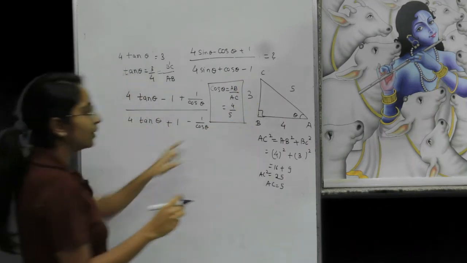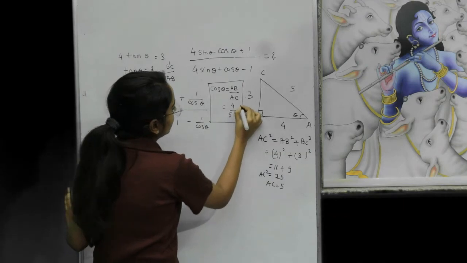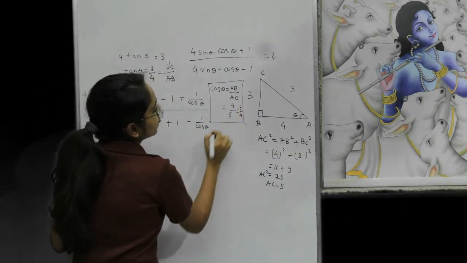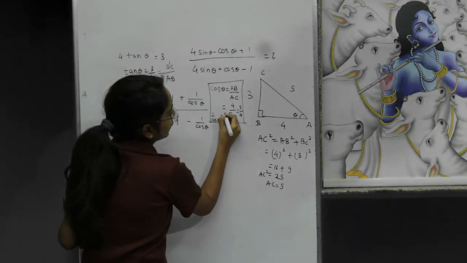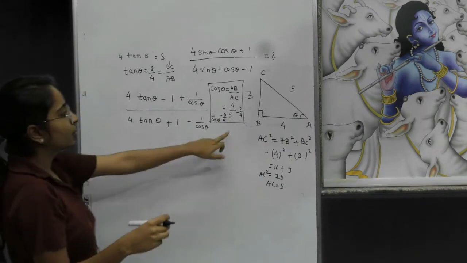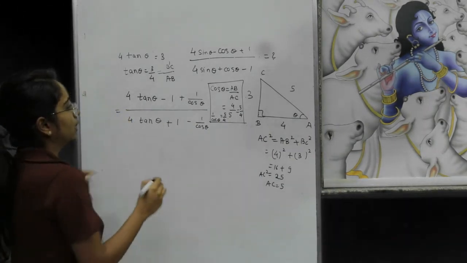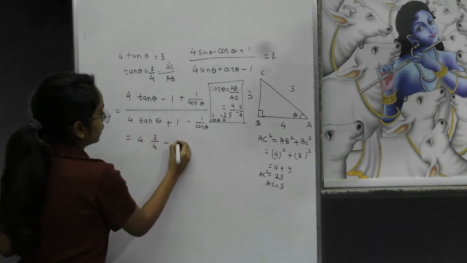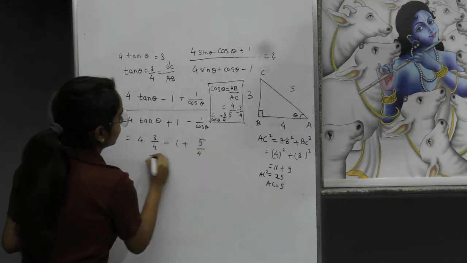So now we have the value of cos theta, and the reciprocal of cos theta is nothing but 5 upon 4. So 1 upon cos theta is 5 upon 4. Now we will put the values. We have all the values required to solve the equation. So 4 tan theta is 3 upon 4 minus 1 plus 1 upon cos theta is 5 upon 4.